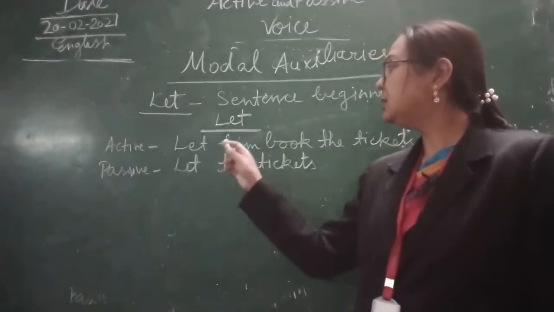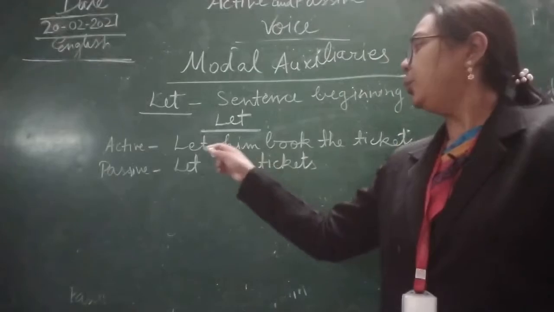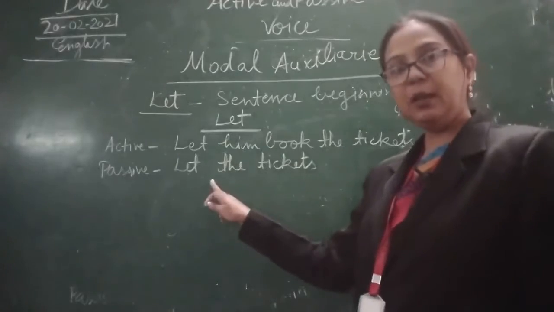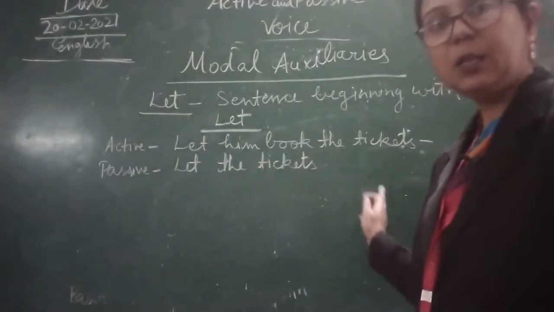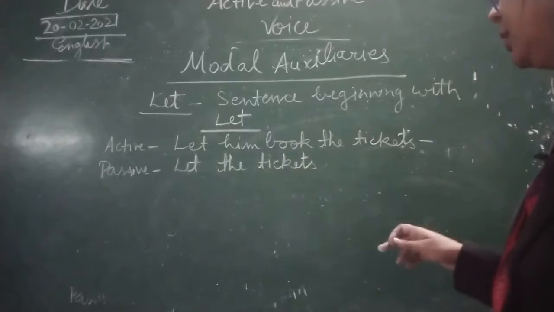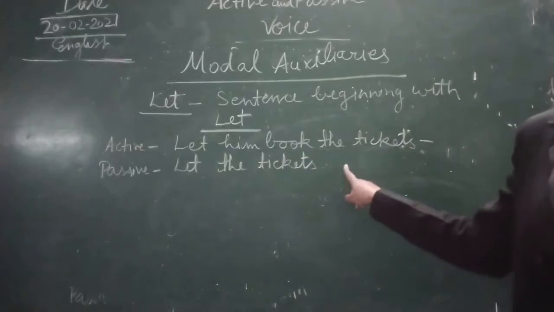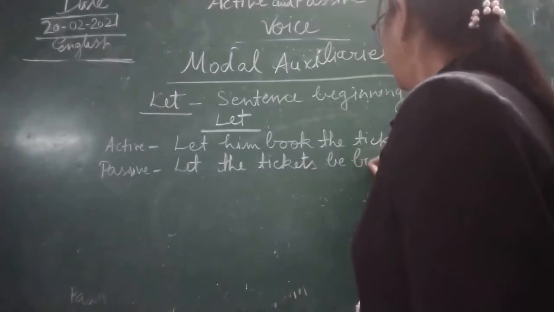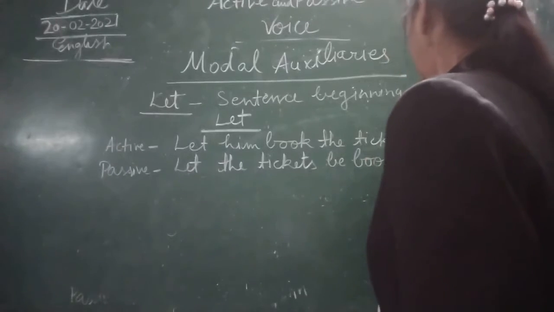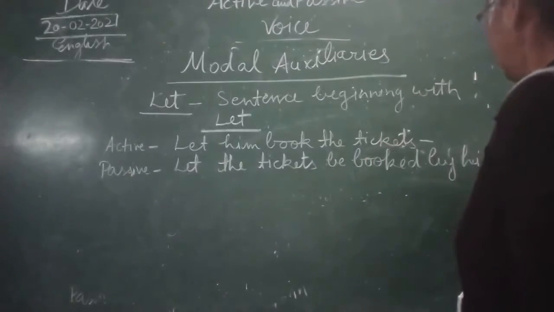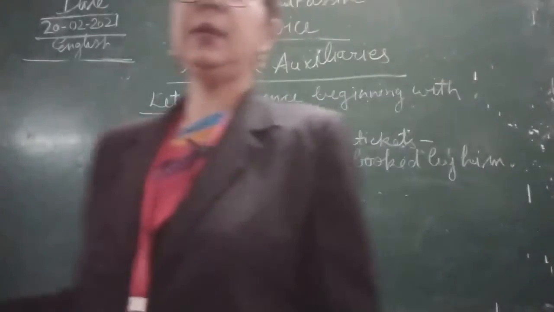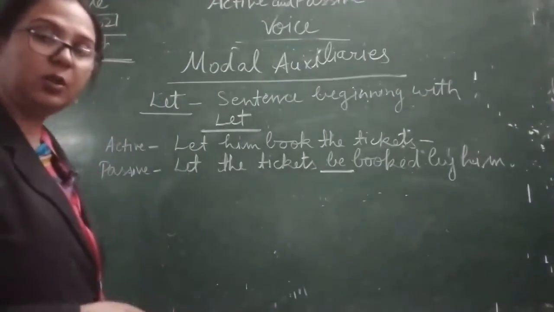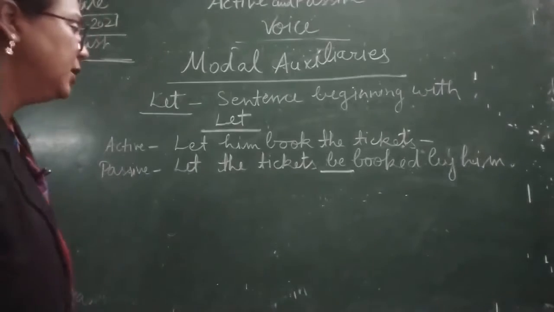Similarly, as the sentence begins with let in active voice, the same we will follow in passive voice also. We write let again, and then we convert object to subject, subject to object. Let the tickets be booked by him, children. Now here children, you can see again we have used be, because these all come under modal auxiliaries, that is why we are using be over here.